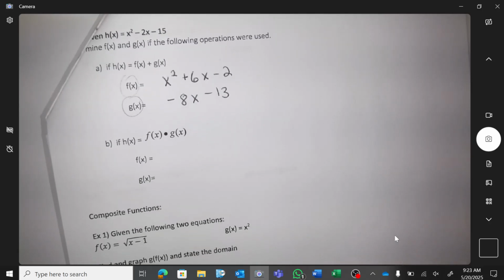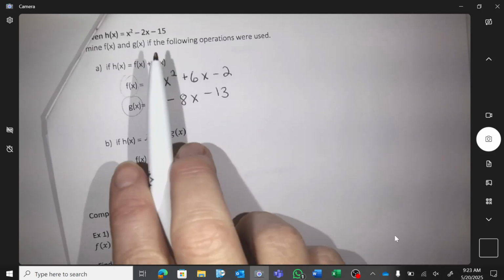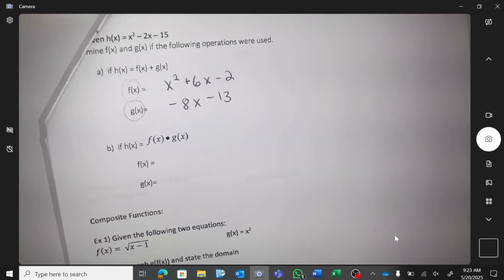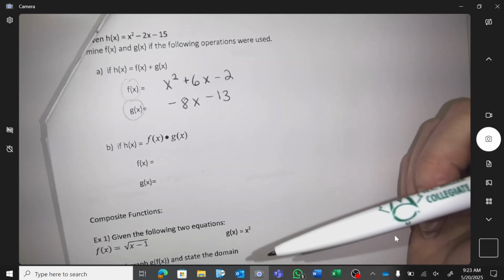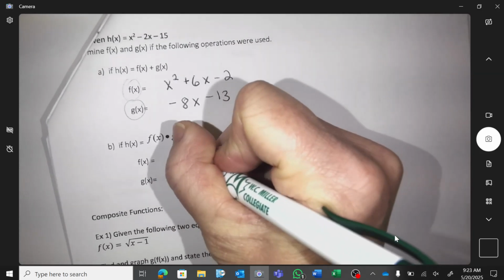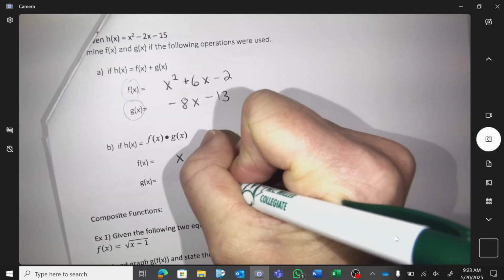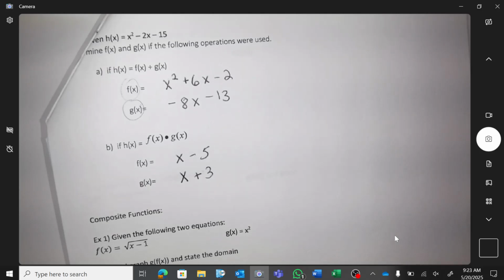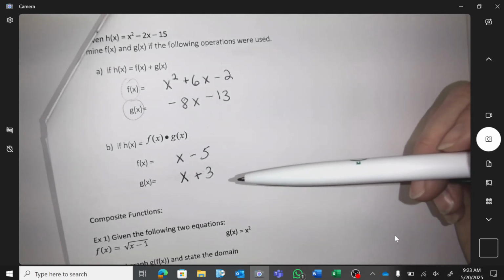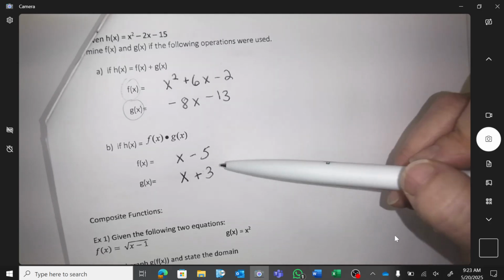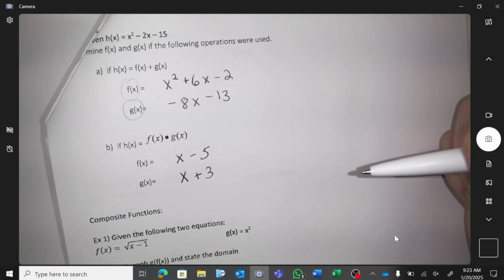Okay, now what you're doing here is you're thinking about two functions that would multiply to that. Can you think of two things that would multiply to that? Okay, there's not very many options here, like the adding, you could do anything really. But this times this, would that multiply to that trinomial? Yes. Okay.